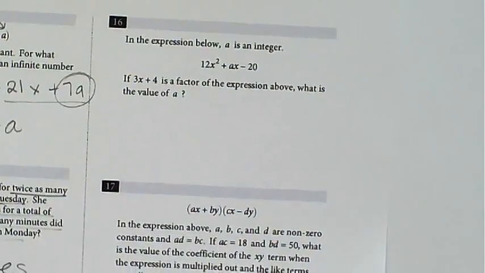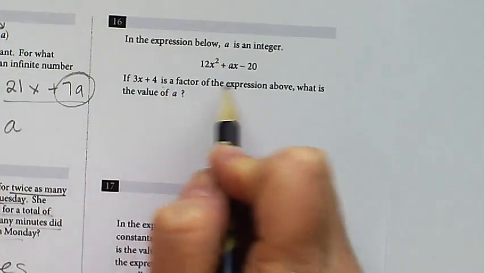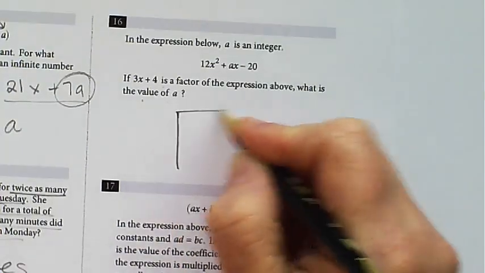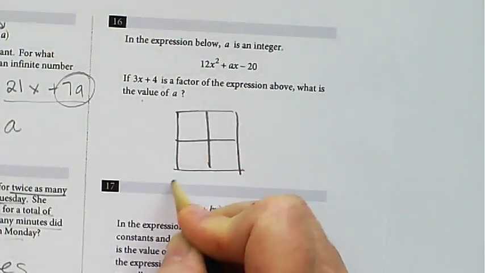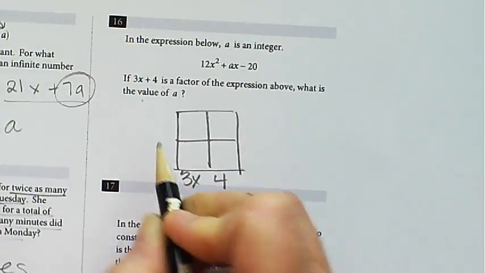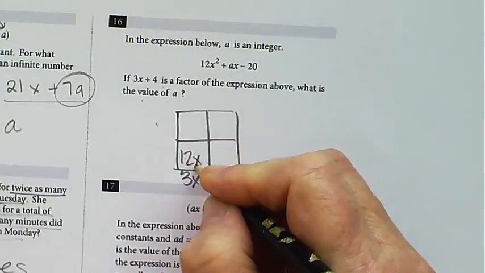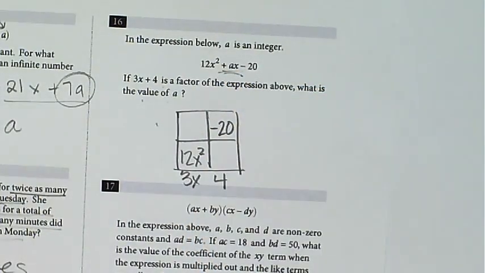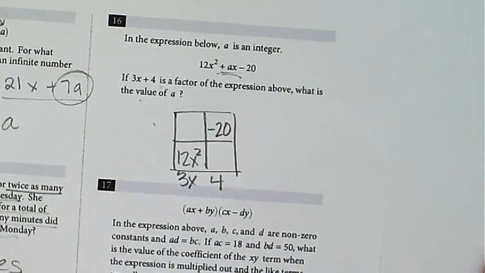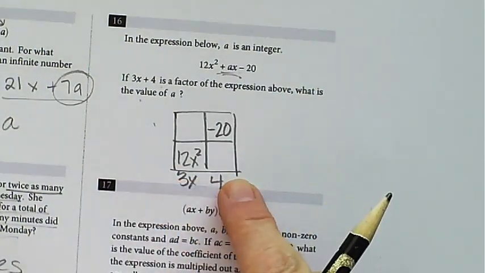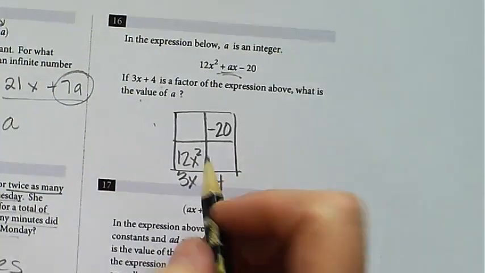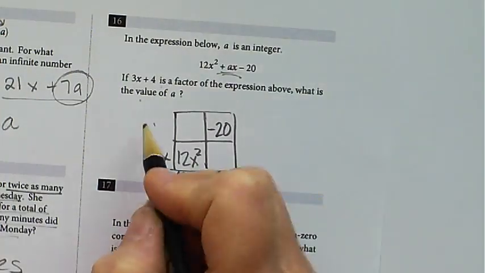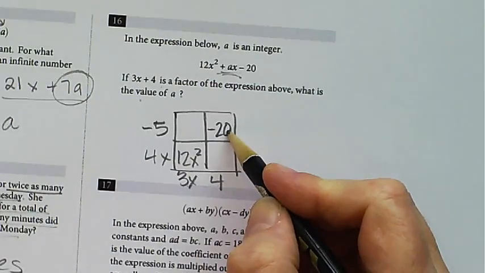Number 16. If 3x plus 4 is a factor, what's the value of a? Okay, so if 3x plus 4 is a factor, then 3x plus 4 times something is going to give me 12x squared plus something times x minus 20. So it's kind of like doing an area model, but you only know one dimension. You only know the length. So 3x times 4x would be 12x squared. 4 times negative 5 would be negative 20.